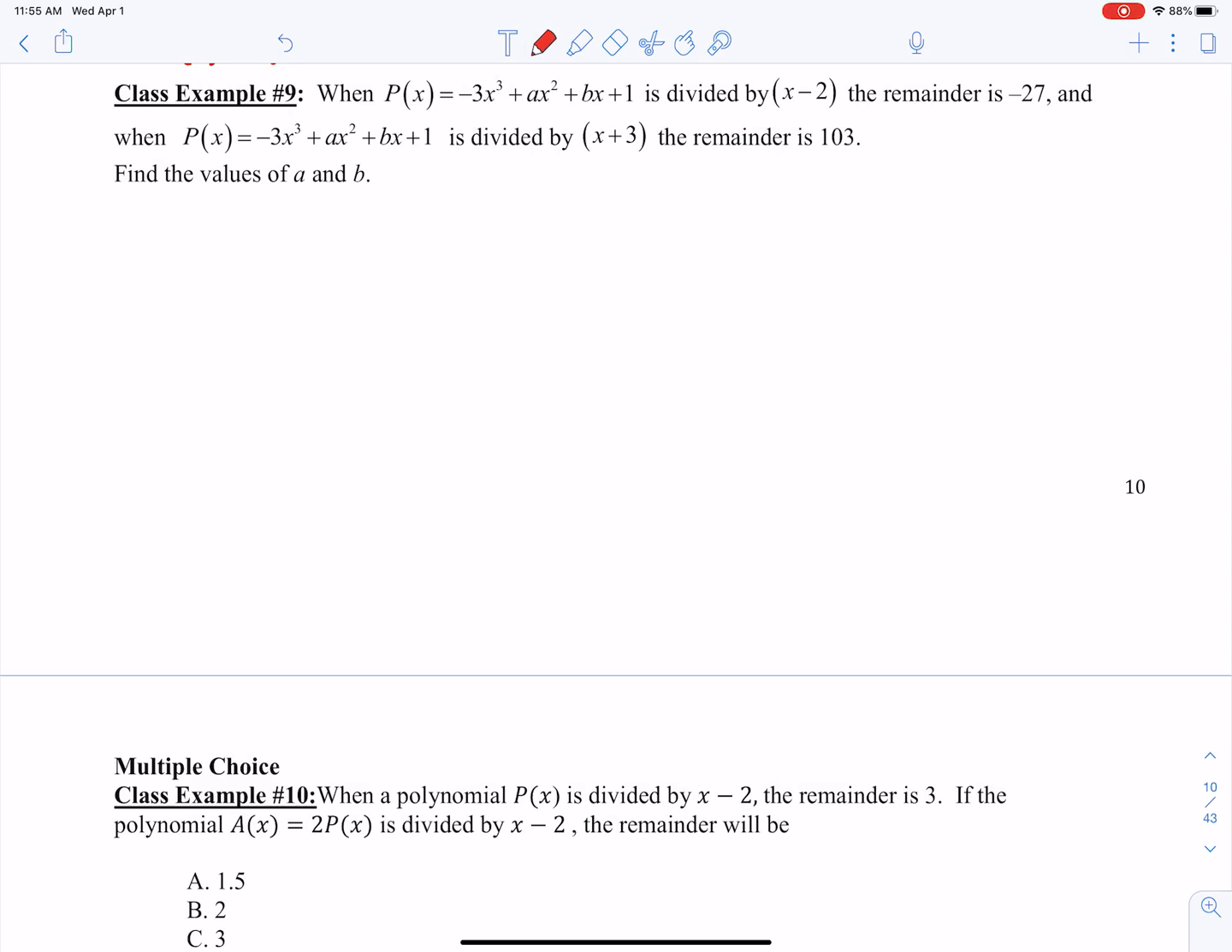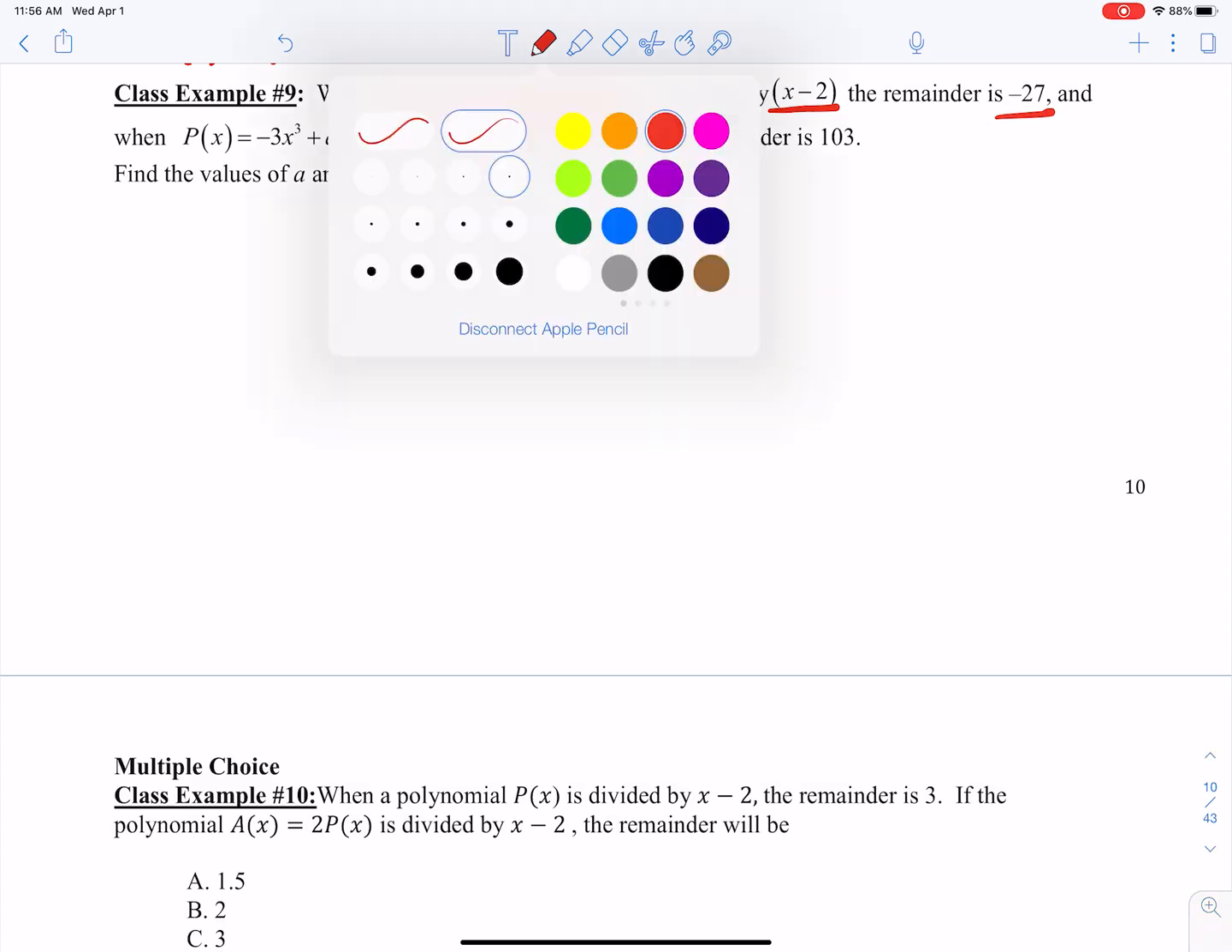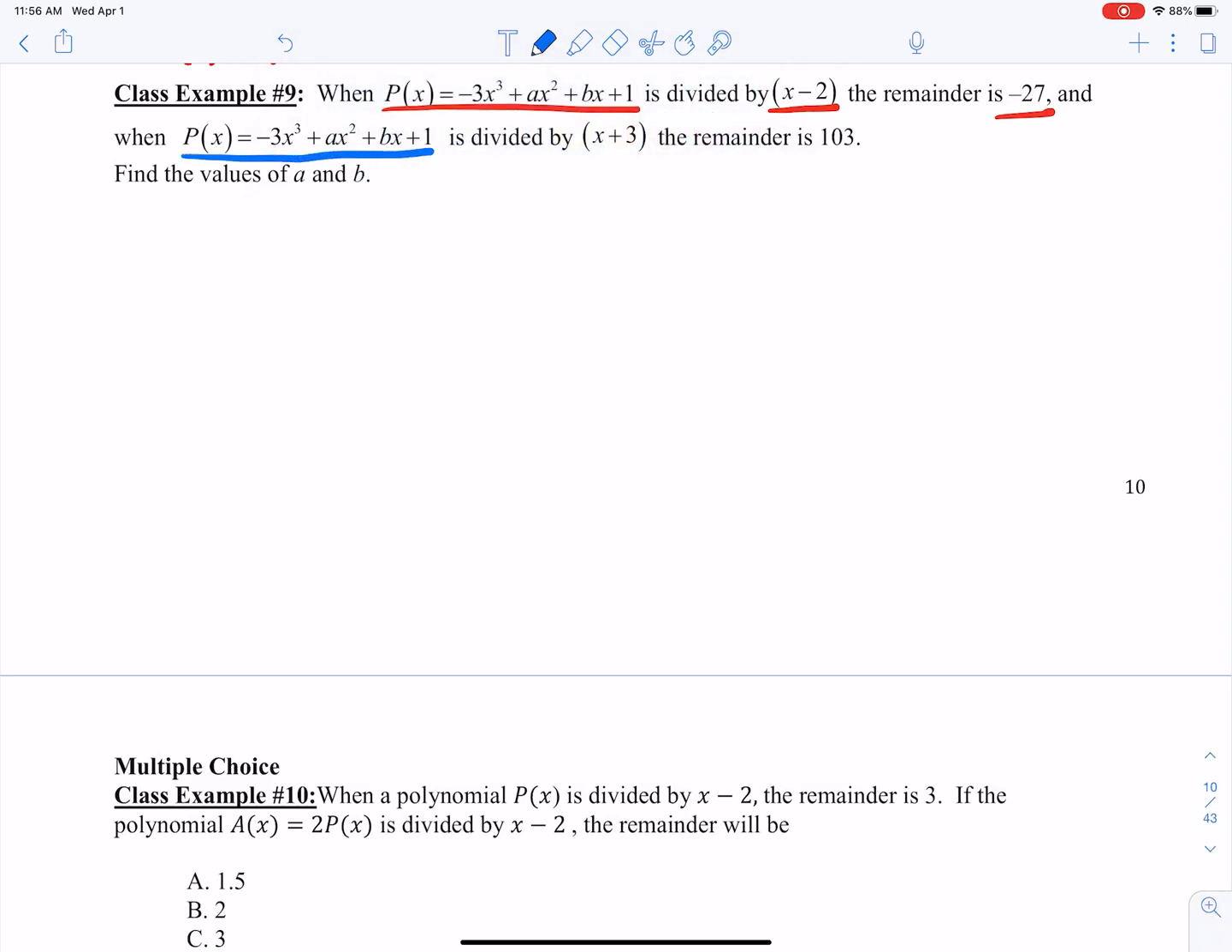All right, this one looks a little bit interesting, so let's see what we can do here. When the polynomial is divided by x minus 2, the remainder is 27. And when this polynomial, which is the same one, is divided by x plus 3, the remainder is 103. So I'm going to see this as getting set up for a system of equations. How am I guessing that? Because I've got two unknowns in here. I've got an a and a b.